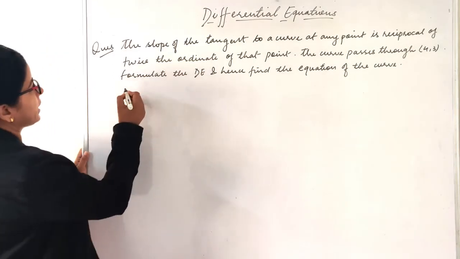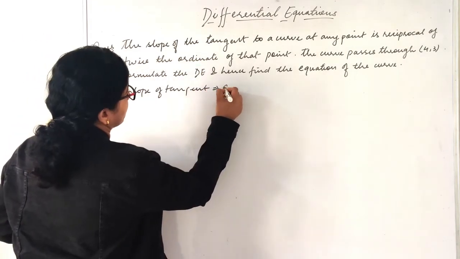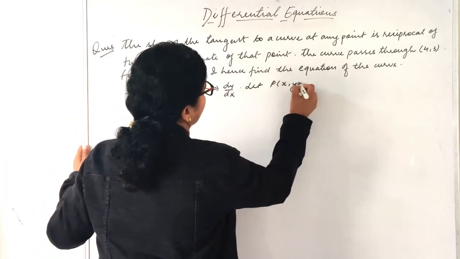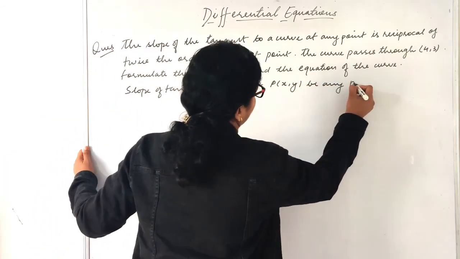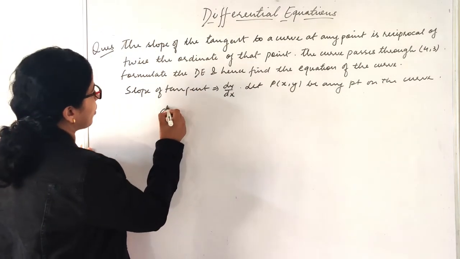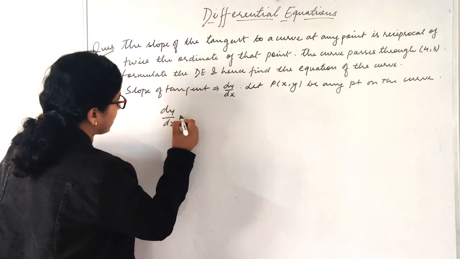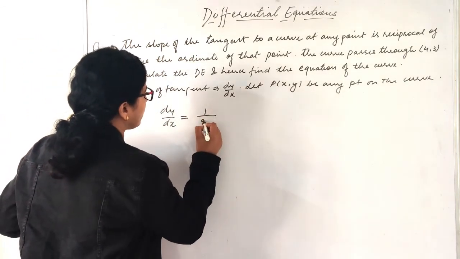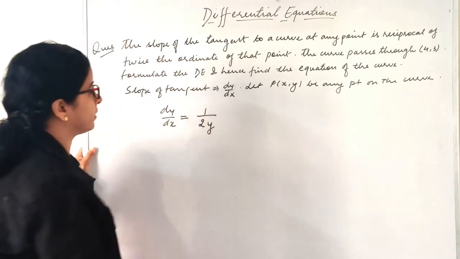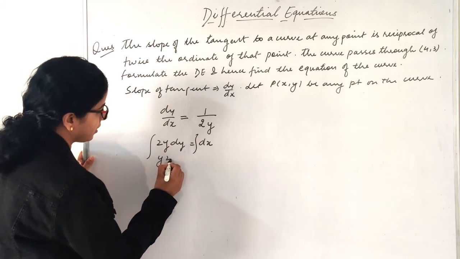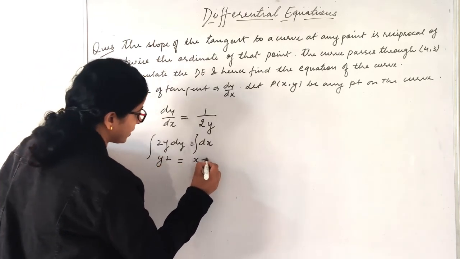So slope of a tangent is nothing but dy by dx, right? Let P(x, y) be any point on the curve. So now it is given that the slope of a tangent is equal to the reciprocal of twice the ordinate, right? Now let us solve this. Integrate both the sides. y square equals x plus c.